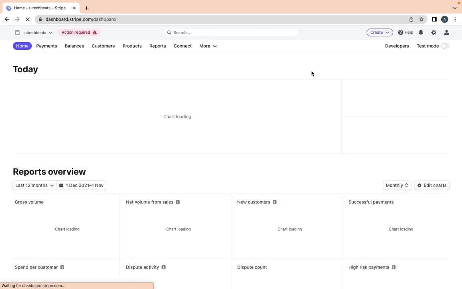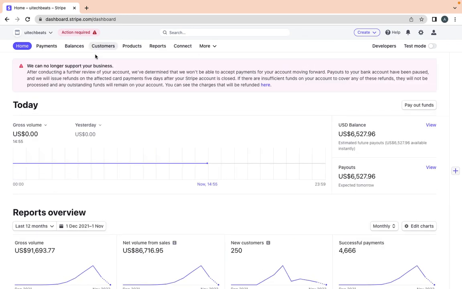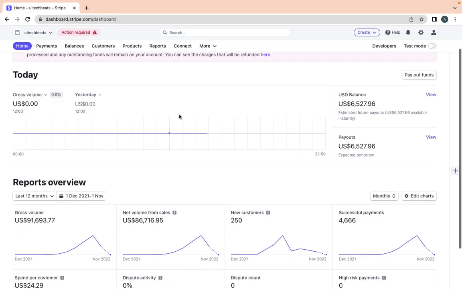So this is my dashboard, and as you can see, it's showing action required here because the account has been suspended. Currently I have about $6,527 sitting in my Stripe account, which is bad. But Stripe has said the money is going to be refunded. I don't know how true that is, but the best part of it is that I made way over 6,500. I made about $35,000 or more.